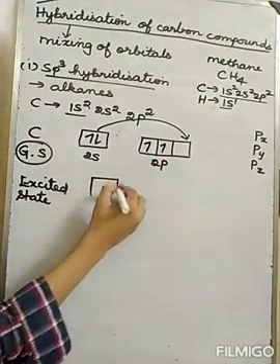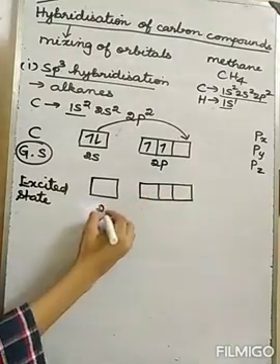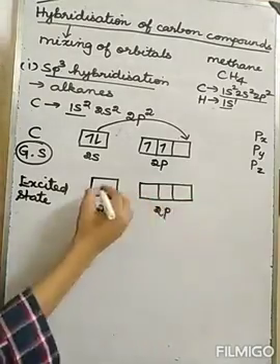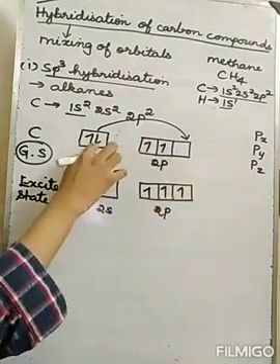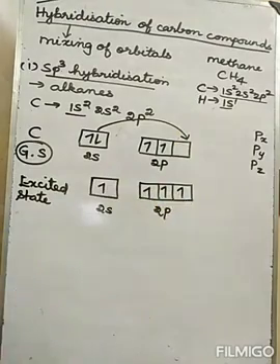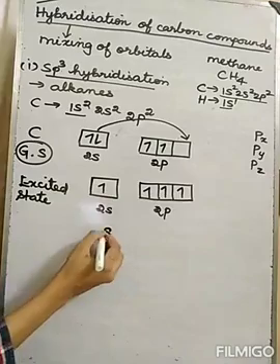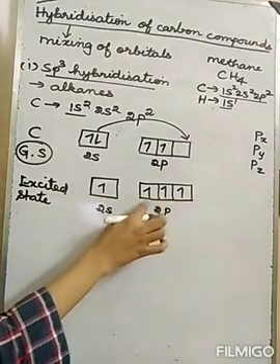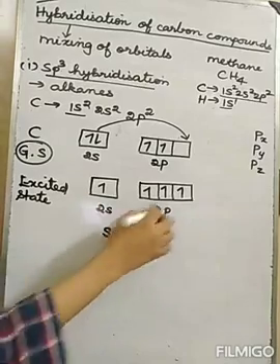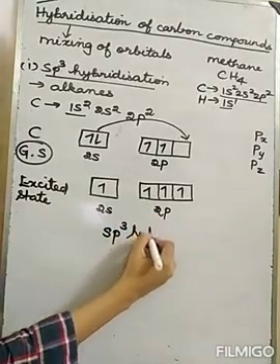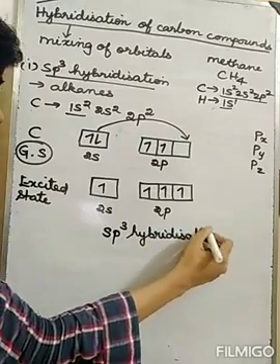So in the excited state, how will you get this diagram? In the excited state, the diagram will be like this: 1, 2, 3, 4. This electron has come here. Okay, so as you can see, there is only one s orbital, and how many p orbitals are there? 1, 2, 3. So p3. So this hybridization is called sp3 hybridization.